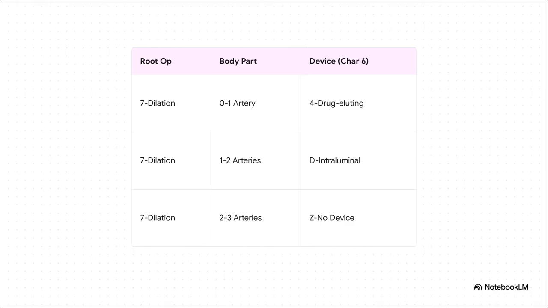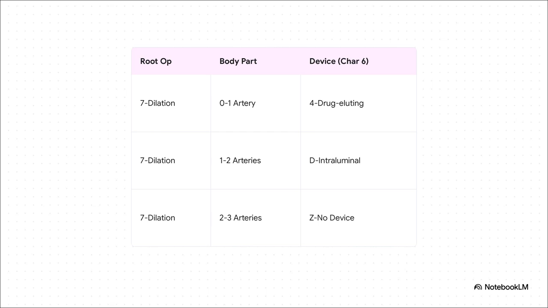Now, often during this dilation, a stent is left behind to keep that artery propped open. This is where the device character, character 6, changes based on what's in your operative report. You've got to carefully verify: was it a drug-eluting stent, a regular bare metal stent, or maybe no device at all? A drug-eluting device gets character 4, while a non-drug-eluting device gets D.